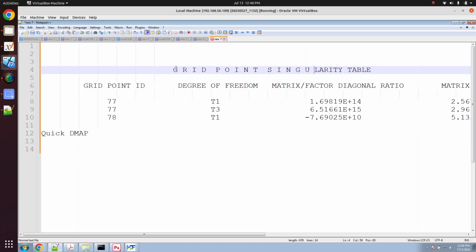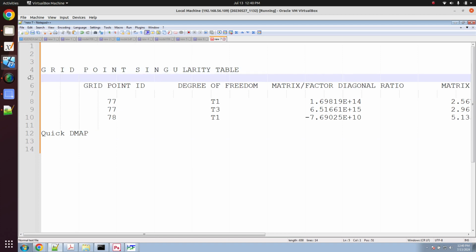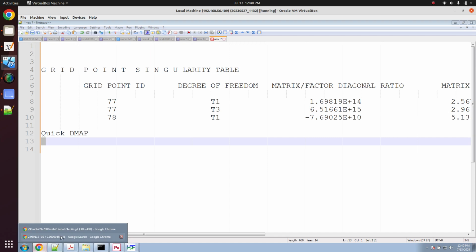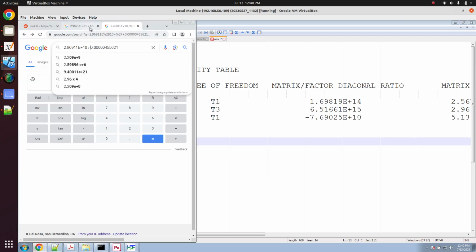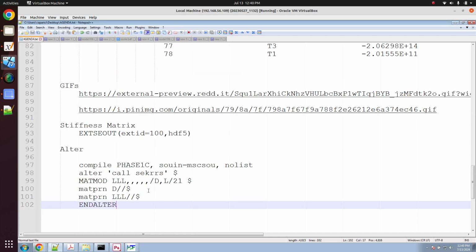So right, in an upcoming video, I'm going to do a video on the grid point singularity table. I'm going to explain how to decipher that table. And then in another video, I'm going to discuss DMAP. This is not a full description of what DMAP is. It's just an introduction on how to interact with a DMAP to do very simple things. And then I think that's pretty much the end of everything I wanted to cover.